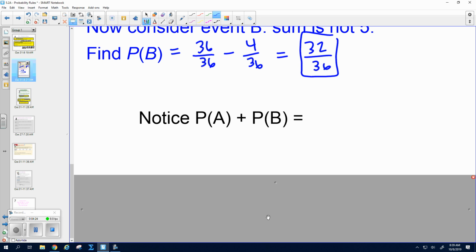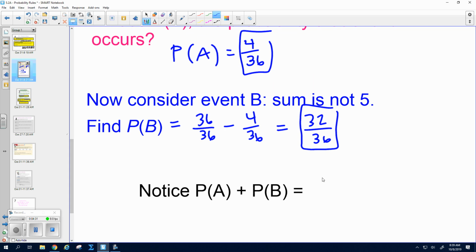Neat. What's P of A plus P of B equal to, you guys? It's equal to 1. So 4 out of 36 plus 32 out of 36 is equal to 1. Neat. Okay.